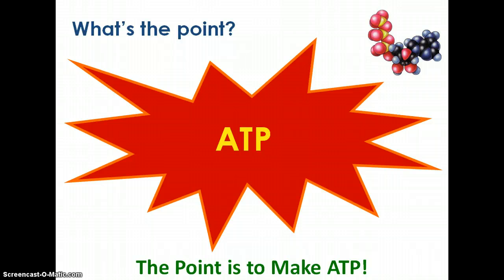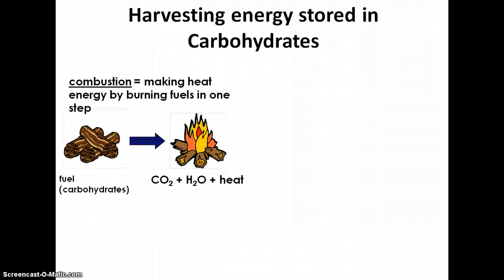But remember, the whole point of catabolism is to make as much ATP as possible. Now, we're going to first look at carbohydrates because those are the most ideal molecules to harvest energy from. Now, we could do it like this in our bodies. We could take those carbs and simply do combustion, burn them, and we release CO2, water. Yeah, that happens. We exhale that stuff. But the energy is in the form of heat, and it just gets released. There's no way of harnessing all that, controlling it to power other processes.